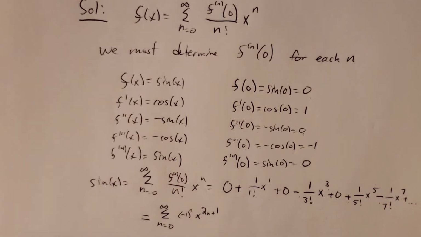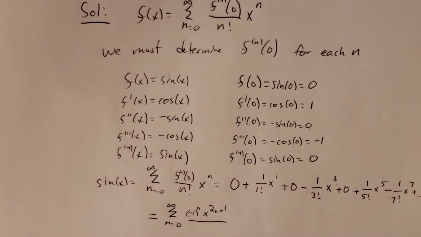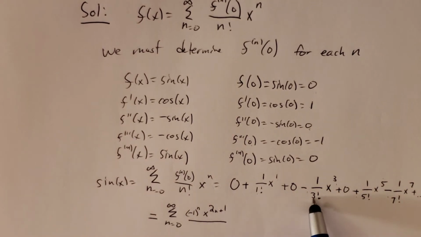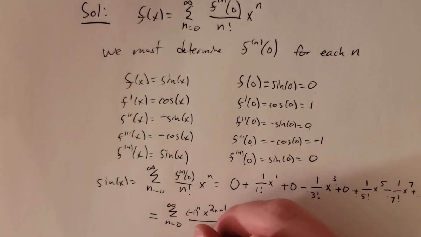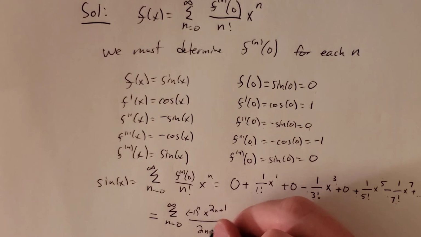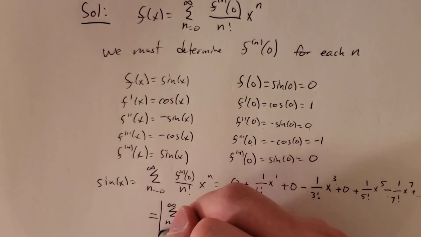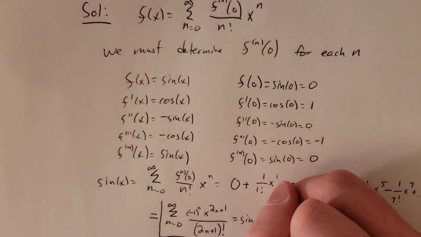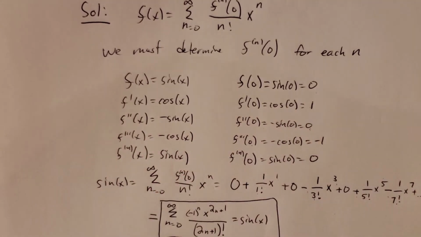And what is in the denominator? We get 1 factorial, then 3 factorial, then 5 factorial, then 7 factorial. So that is, in fact, 2n plus 1 factorial. And so our MacLaurin series representation for sine of x is this series.